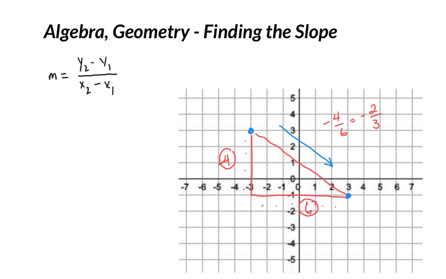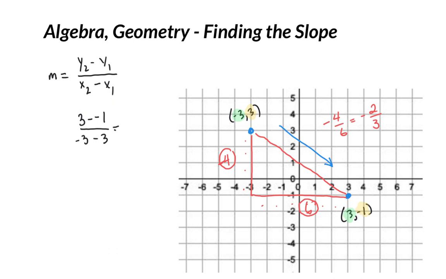So in this case, we had the point negative 3, 3, and we had the point 3, negative 1. So we'd start with the y's. We'd say, well, what are the y values? They're 3 and negative 1. So we would do the difference between those, 3 minus negative 1. And then we would do the x values. The x values were negative 3 and 3. So we would say negative 3 minus 3.